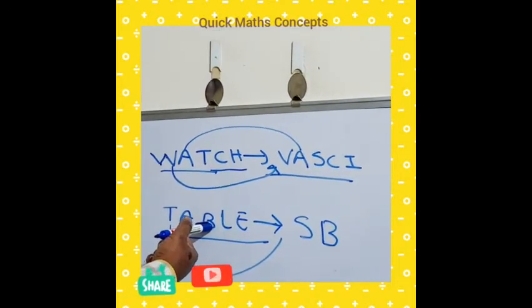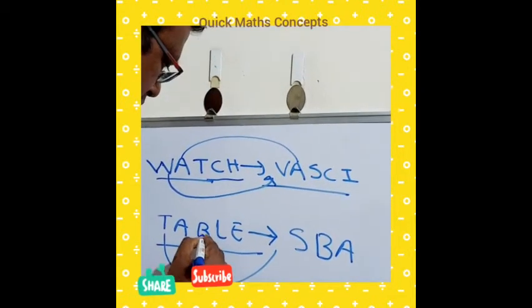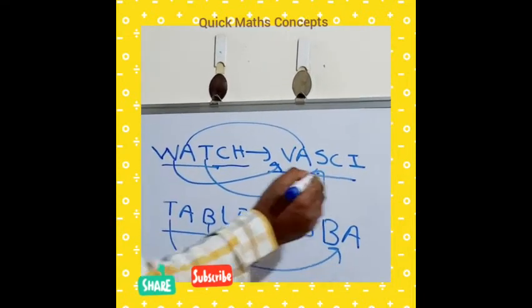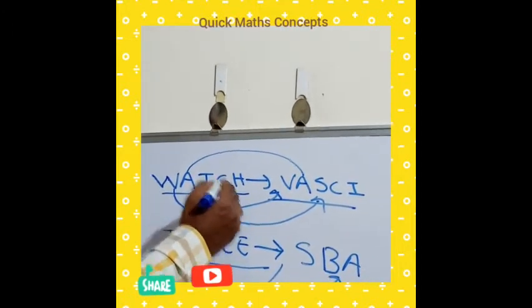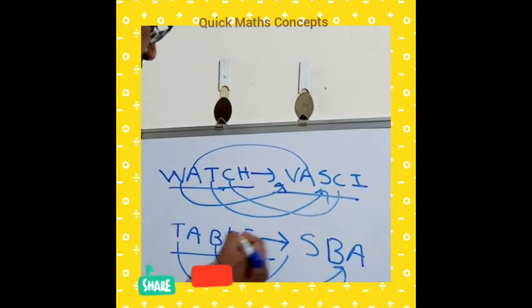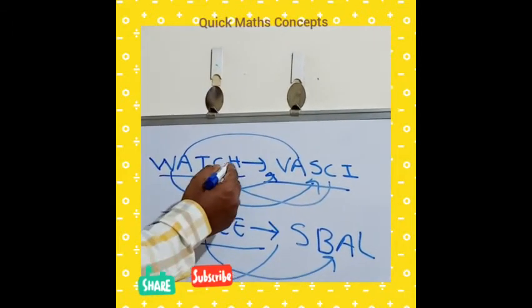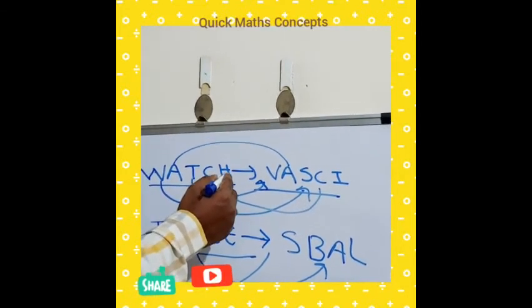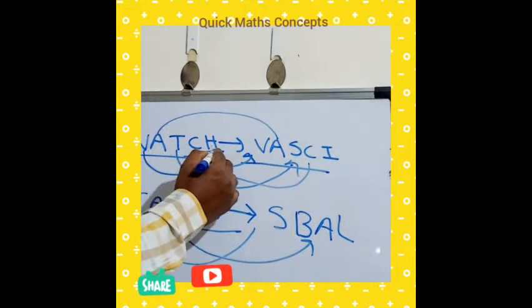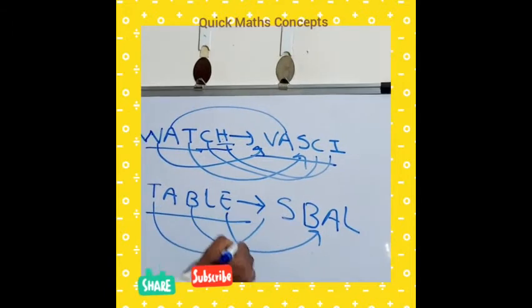What is the third letter here? B. Before B, what letter will come? A. So here also, before T, what letter will come? S. What is the next letter? C. There is no change, so we will write the same letter. What is the fourth letter? L. And what is the next letter? H. After H, I will come. So here also we should know what letter comes after E. After E, F will come.